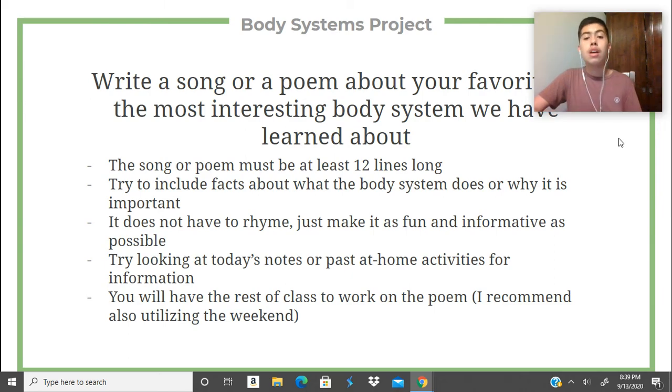So you will have the rest of class to work on the poem, and I also recommend, if you have time, working on this over the weekend, because then you can make the poem or song as good as possible, and you can present it to your teacher, and then your teacher can decide if you're going to perform it, or if you're comfortable performing it. But for now, just write a song or a poem about your favorite or most interesting body system, and that is our final project, and that is basically it for this entire unit.